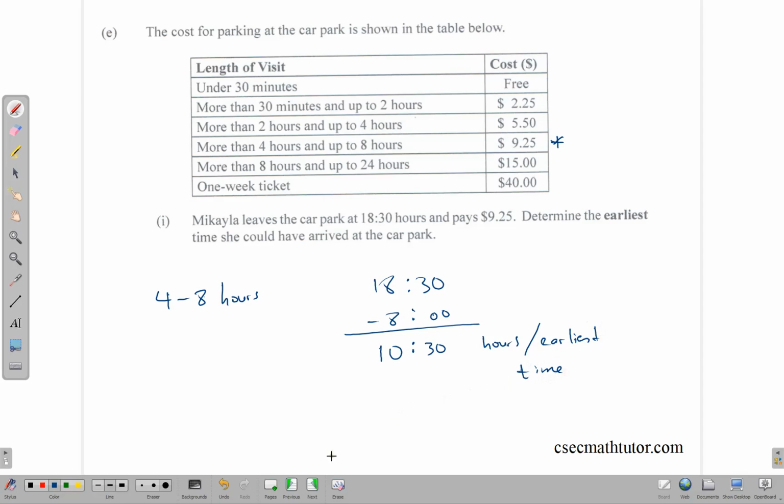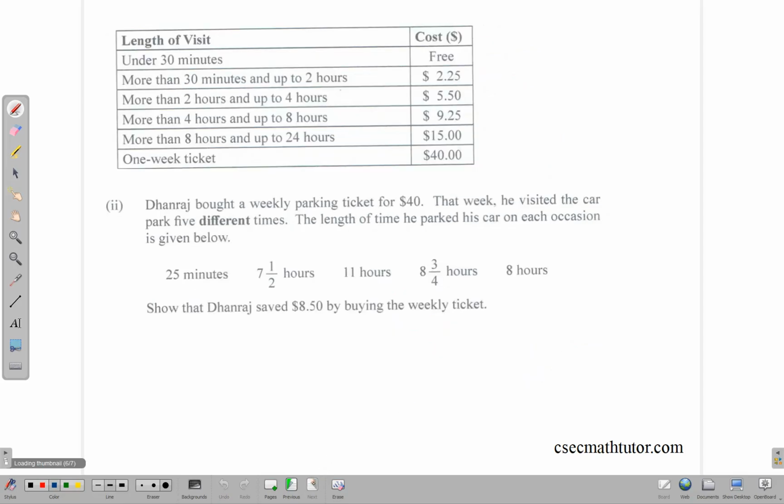All right. Moving on to the other part of the question, which is the last part of the question. Dhanraj, another person who uses the car park, bought a weekly parking ticket for $40. That week he visited the car park 5 times, and the length of times he spent there are given here. Now remember, 25 minutes is free, because up to 30 minutes is free, so let's write free beside it. Not going to pay for this.